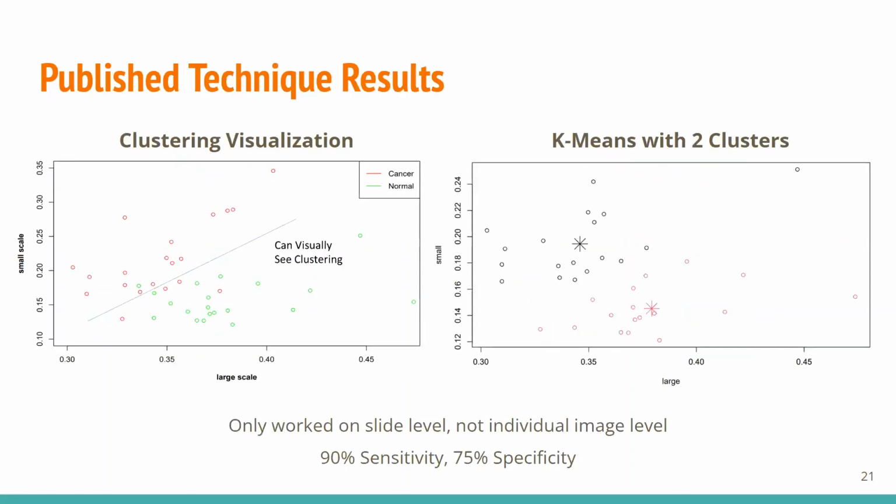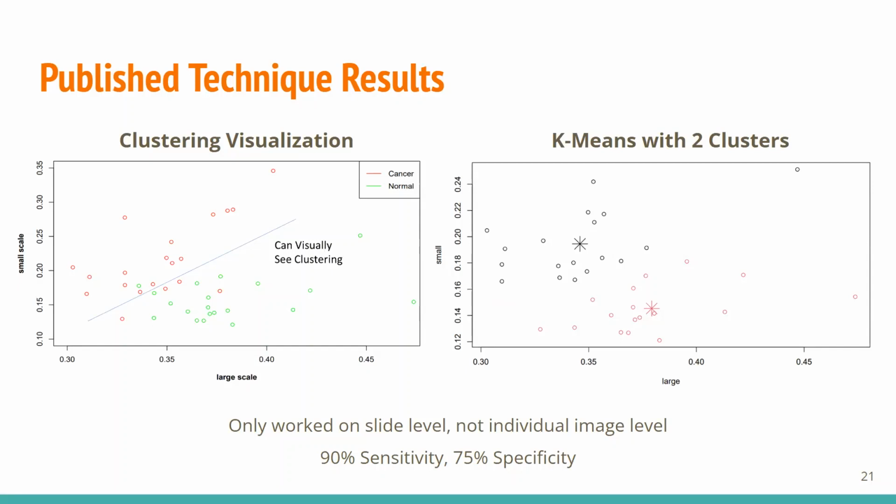So this is the published technique. This part is published in the thesis, not in the paper. The large scale on the x-axis is referring to the large scale anisotropy factor. The small scale on the y-axis is the small scale anisotropy factor from what I was talking about before, and the green is a healthy slide, and the red is the cancer slide. This is the same data used in the deep learning model, and that blue line is just pointing out where you can visually see clustering of the two groups.